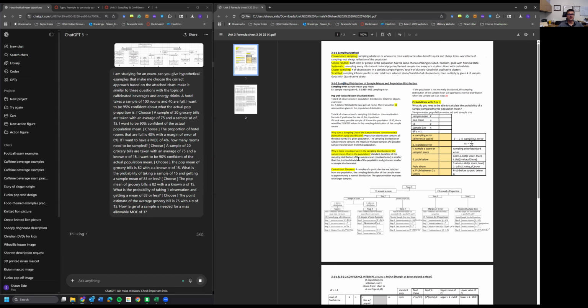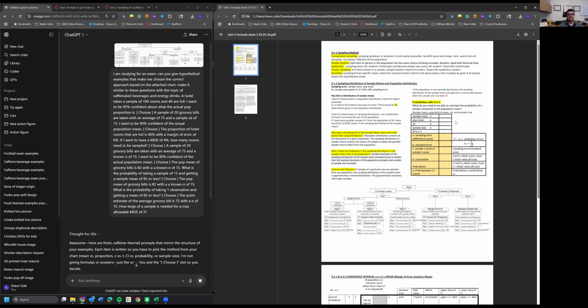Because it's going to take a minute for it to come up with all the questions, looking at the formula sheet, I just want to show you how it's broken down. We've got these sampling methods right here. And then right here, we've got the difference between a sampling distribution with the sample means and the population distribution. And then right here, probabilities with a Z or a T score. So if I were you, I would go ahead and circle this, probabilities with a Z or a T score.